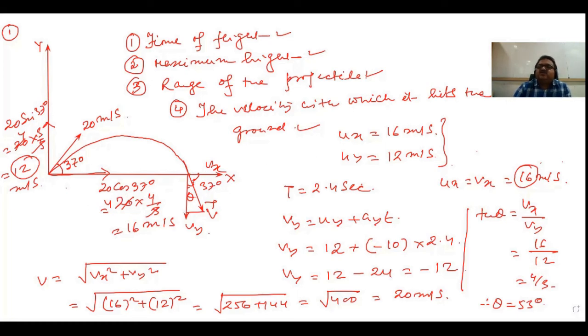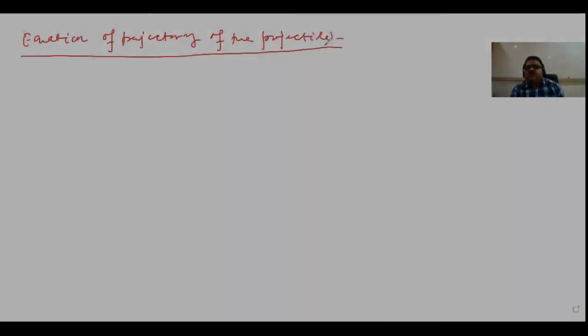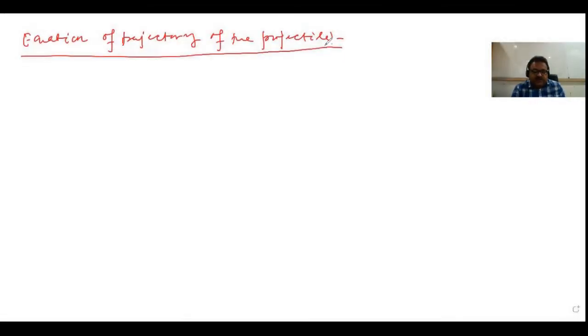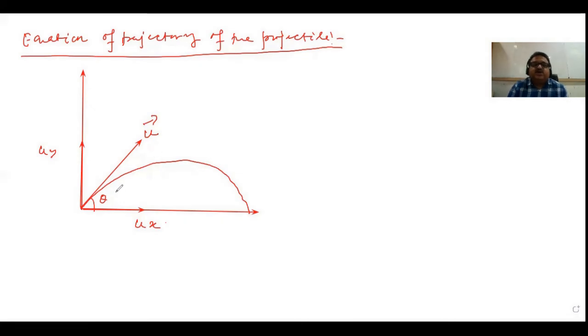Now I'm going to show you the equation of trajectory of the projectile. Correct? Equation of trajectory of the projectile. So how to find out the equation of trajectory? Okay, equation of trajectory. Look, this is the diagram. Projectile is projected with the velocity u. Ux is the component along x-axis, uy is the component along y-axis. It is following a path like this. Correct? Now, say for example, at any instant, the projectile reaches at this point, which is a general point, and let this point be P.